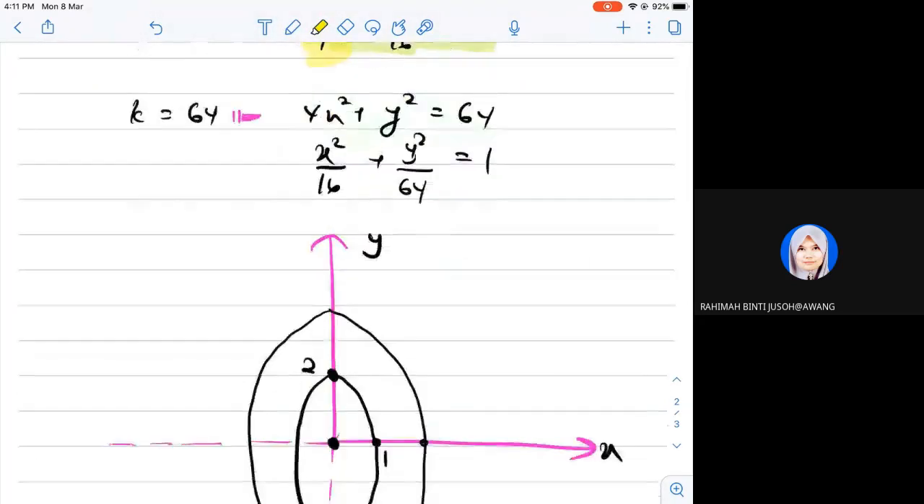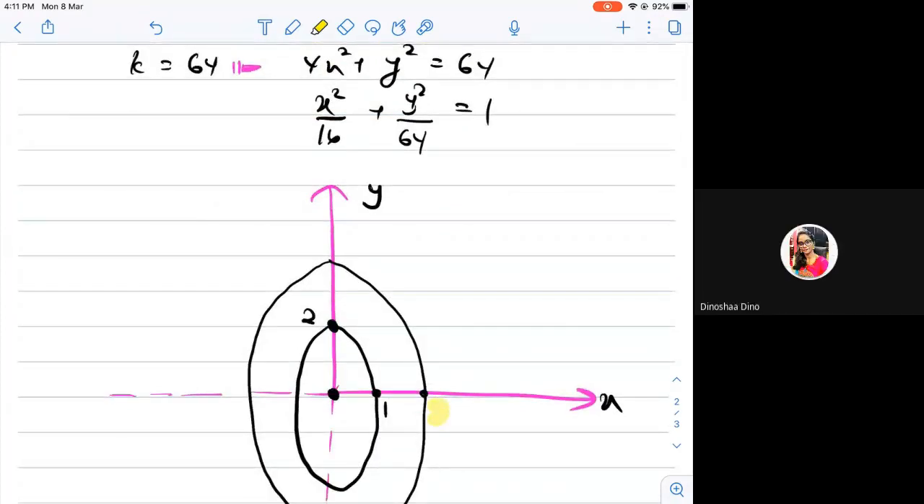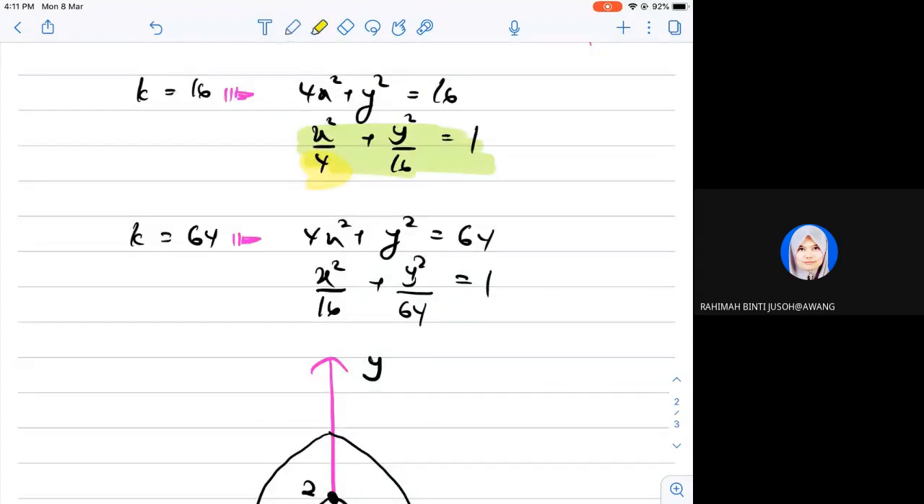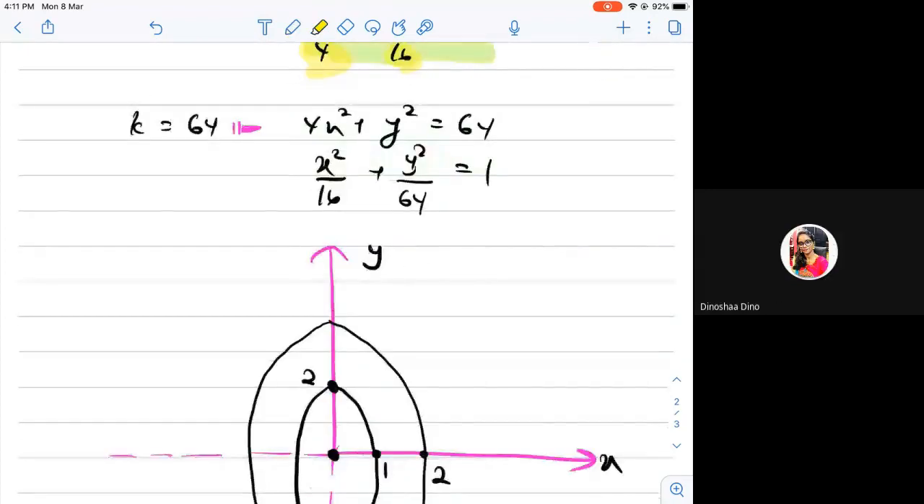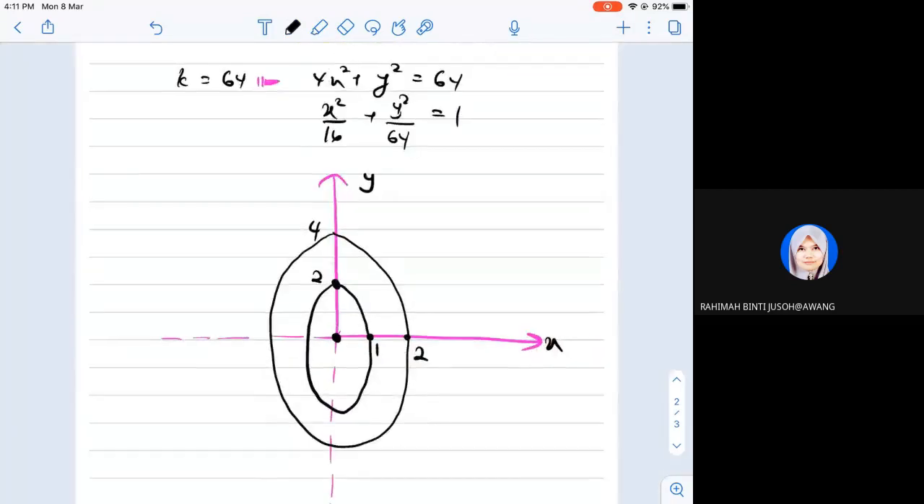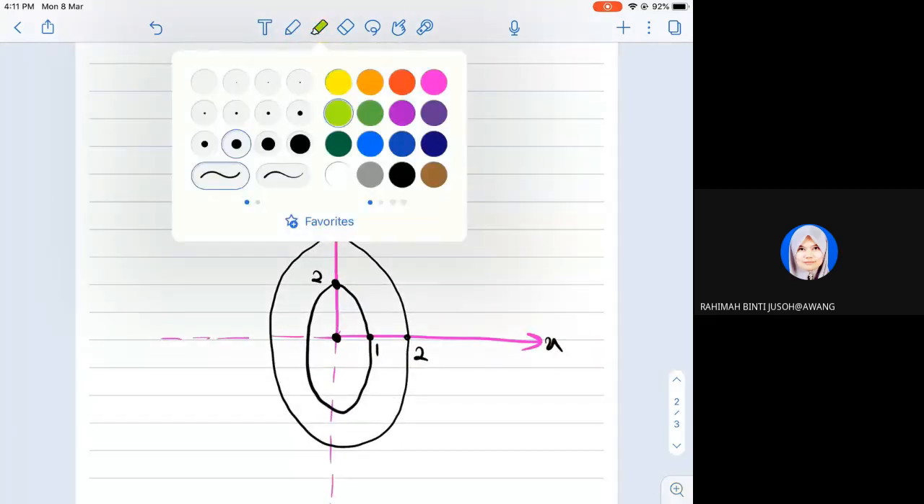Square root of 4, so should be 2, yes, very good, 2. And then square root of 16 should be 4. Yes, okay. And the last one, last equation, this equation.